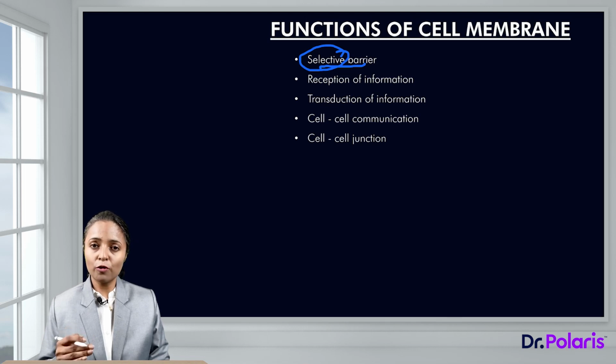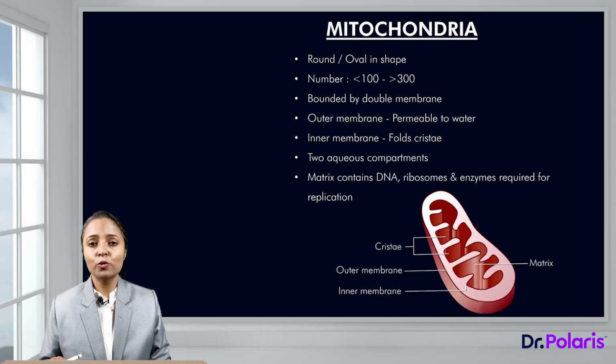So there is reception of information, there is transduction of information so that further changes can be made in the cell. Then cell membrane helps cells to communicate with each other. So there are cell-cell junctions, cell extracellular matrix junctions. So this cell membrane is very important for communication as well, which is a very important property of multicellular organisms. With this, let's come to the various organelles of the cell.